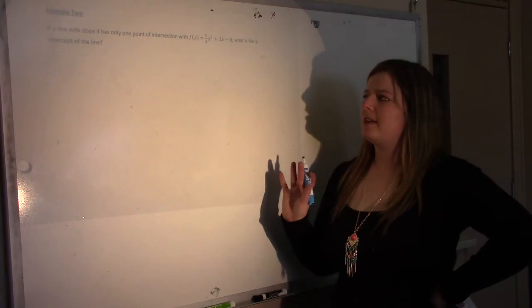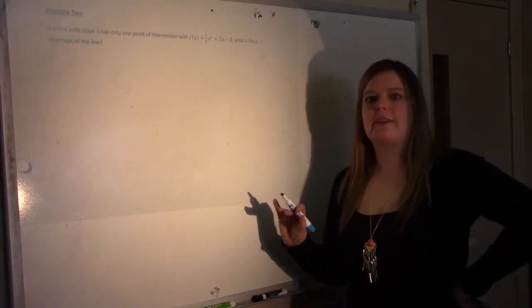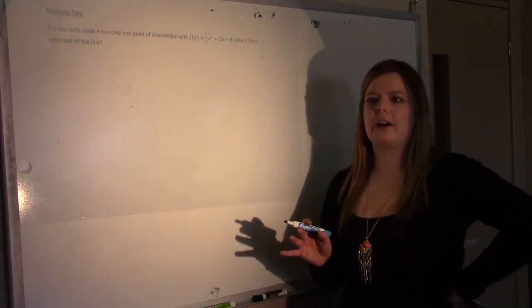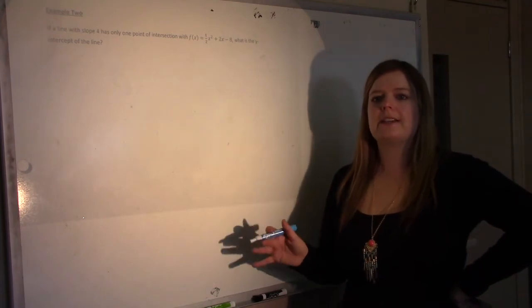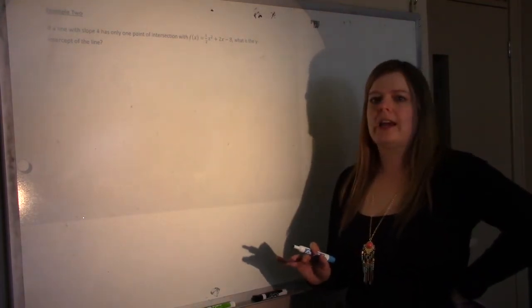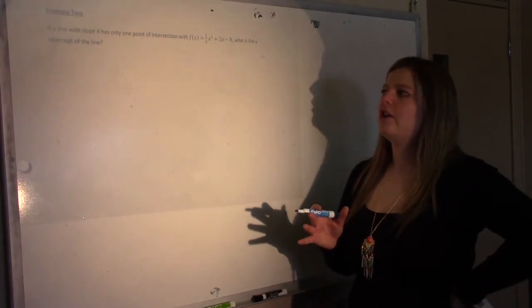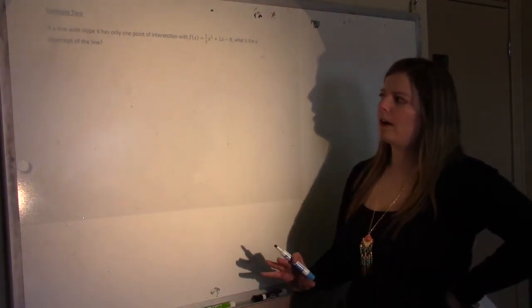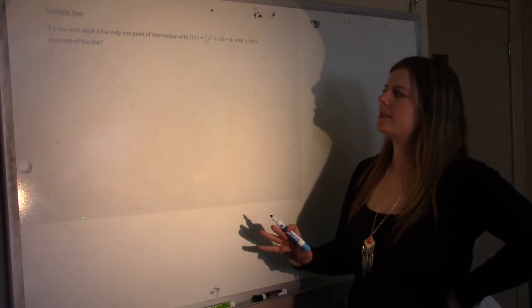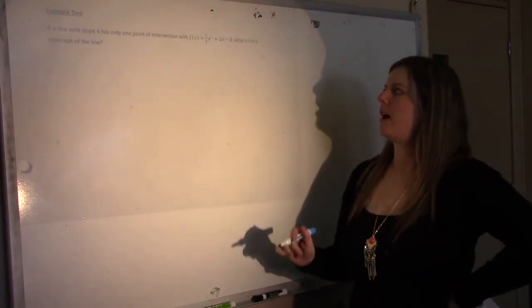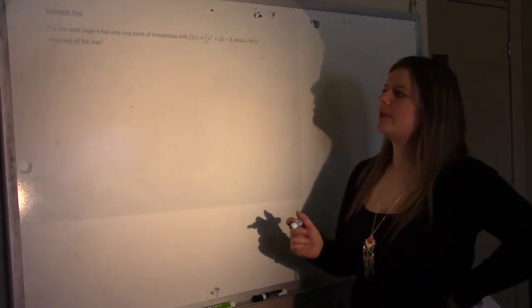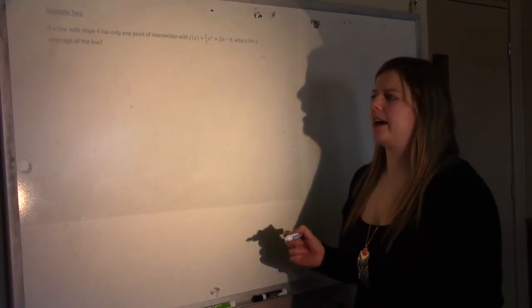Sometimes these types of questions right off the bat seem really confusing. You're like, where do I start? If you're not sure where to start, the best thing is to write down all the information as clearly and as organized as you can. So a line with slope 4 has only one point of intersection with this parabola, and it wants to know what's the y-intercept of the line.